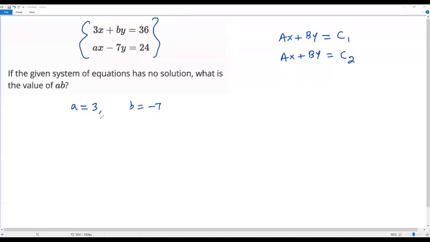Now I have the values of a and b, that is a = 3 and b = -7. But my aim is to get the value of a times b. So a times b equals, let's plug in 3 for a and -7 for b. So 3 times -7 is -21. So the value of a times b is -21.